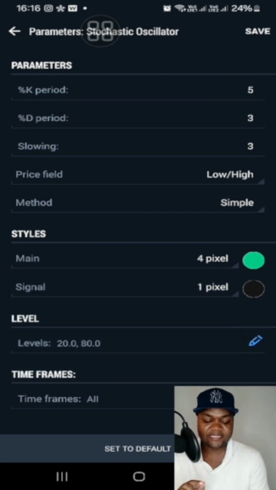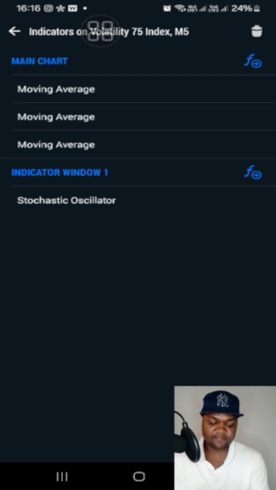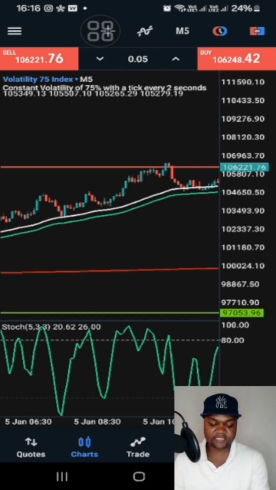So on the stochastic, we're interested in the main line. We leave everything as it is. The percentage K period will be 5, percentage D period will be 3, slowing will be 3, price field low/high, method simple, then everything remains the same. Then on the levels, we have 20 and 80. So those are the levels that we have. Then we click save. Then if you come back, we now have all the settings for this particular strategy.